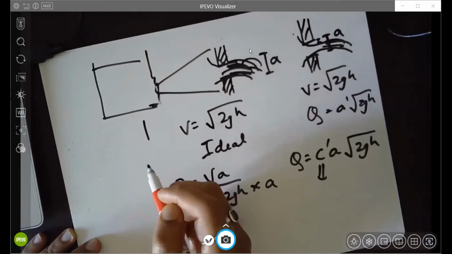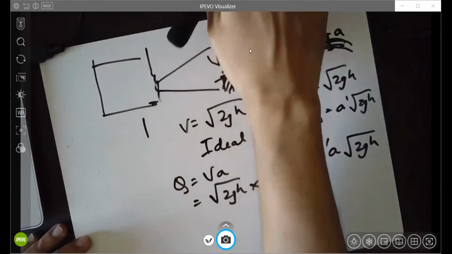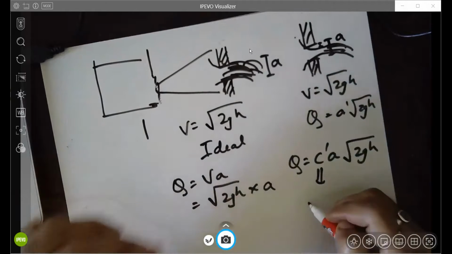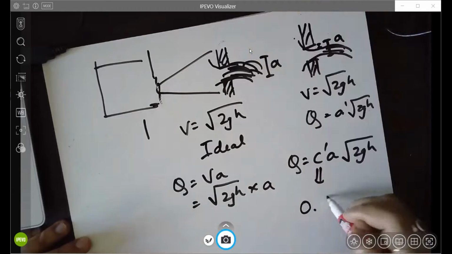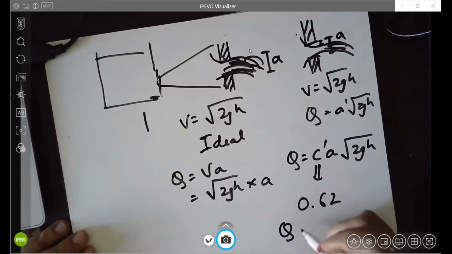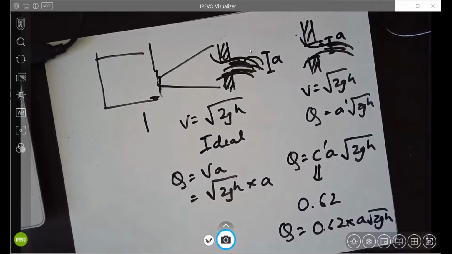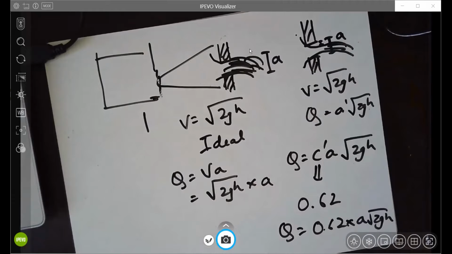If it's a square orifice, it's different. If it's a rectangular orifice, it's different. But as a conservative approach, C is taken as 0.62. So the actual flow rate is always 0.62 times A times the square root of 2gh. It's like a correction for the contraction in the wall. And this is called the orifice equation.